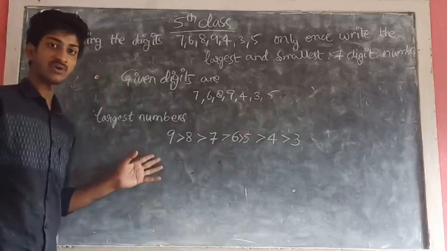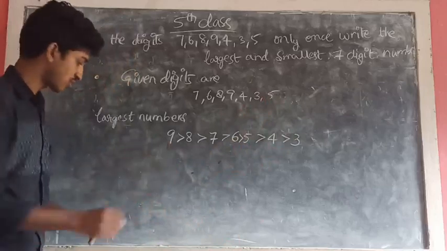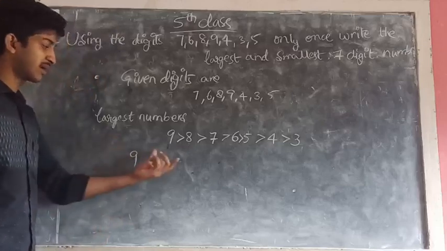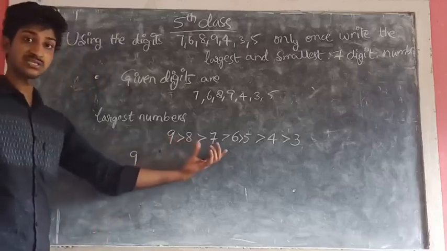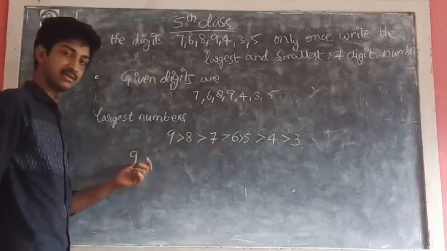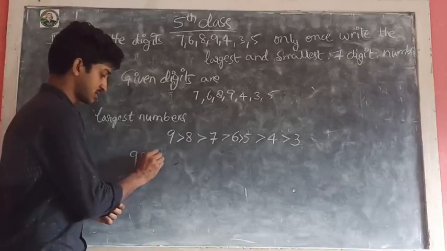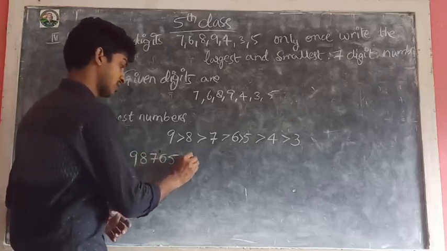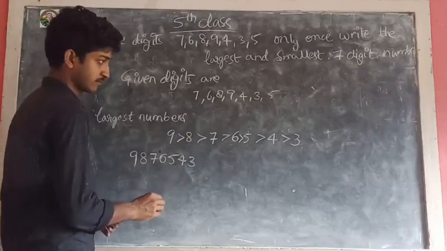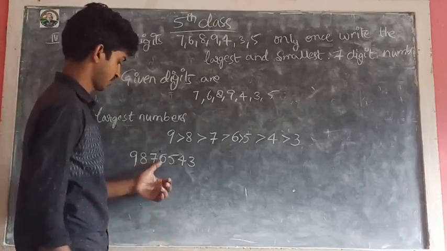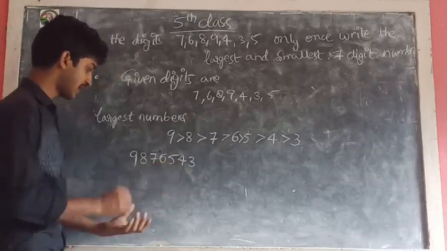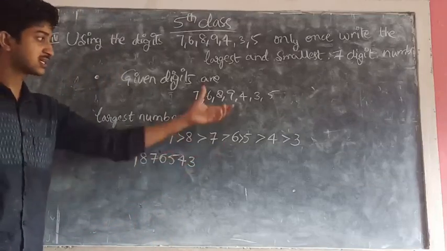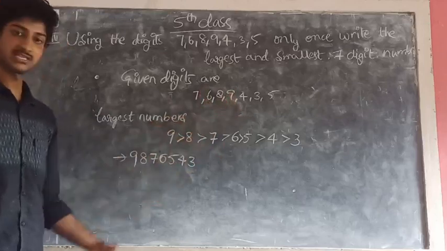Now among these, 9 is the largest number. So write 9 first. For the largest number, write the largest number among these numbers. Now 9, and next is 8, 7, 6, 5, 4, 3. This is the largest 7-digit number by using these 7 digits.